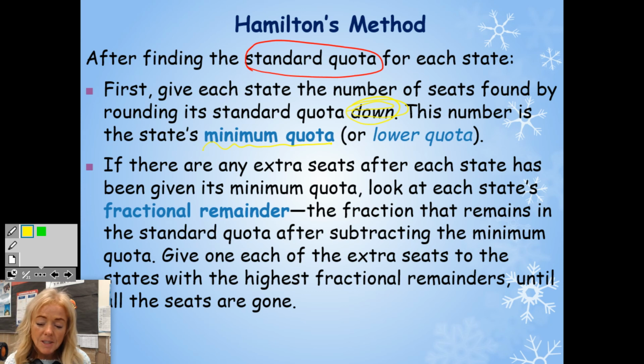And then if there are any extra seats after each state has been given its minimum quota, we look at each state's fractional remainder, that decimal that remains in the standard quota after subtracting the minimum quota. Then we give one each of the extra seats to the states with the highest fractional remainders until the seats are all gone. So we just go one by one. We give one to the highest fraction, one more to the next highest fraction, and one more to the next, until all the seats are given.